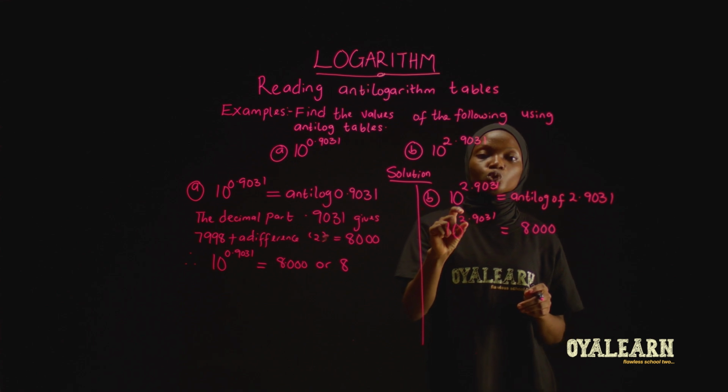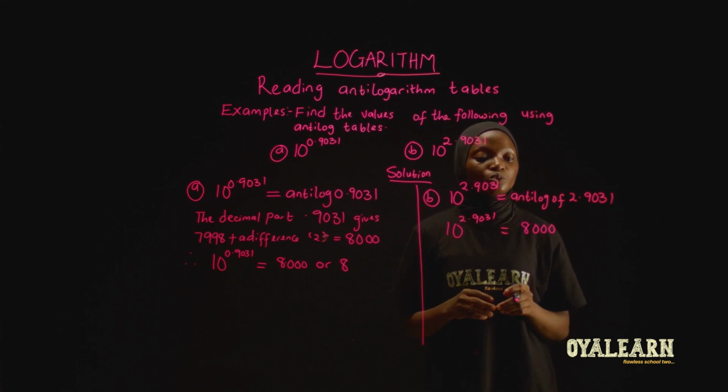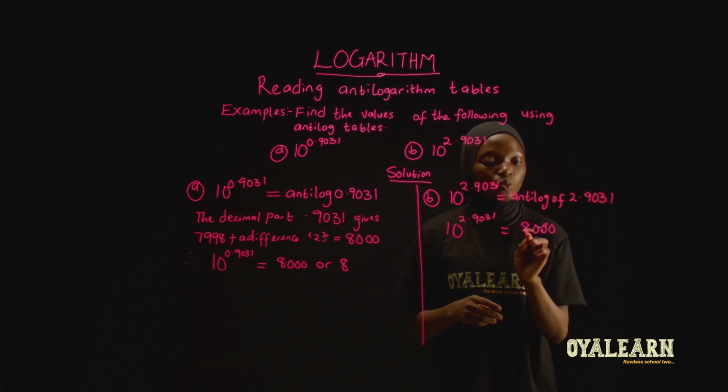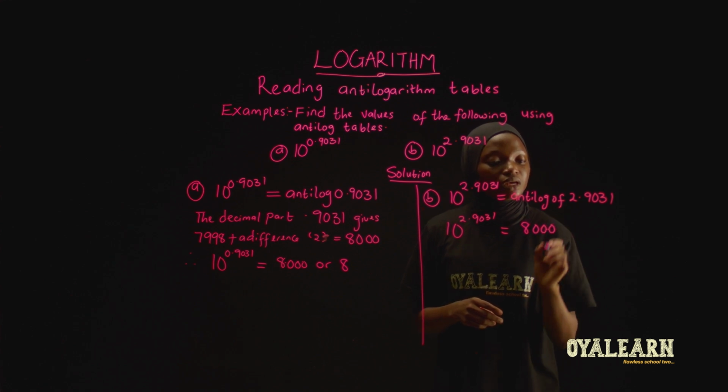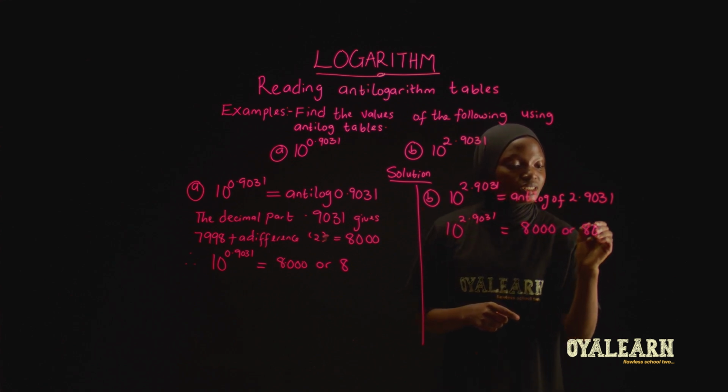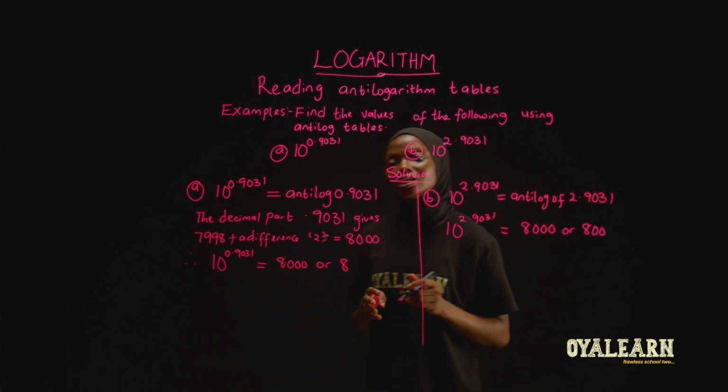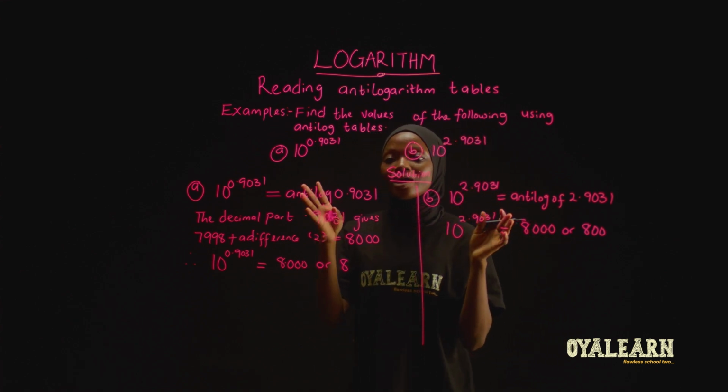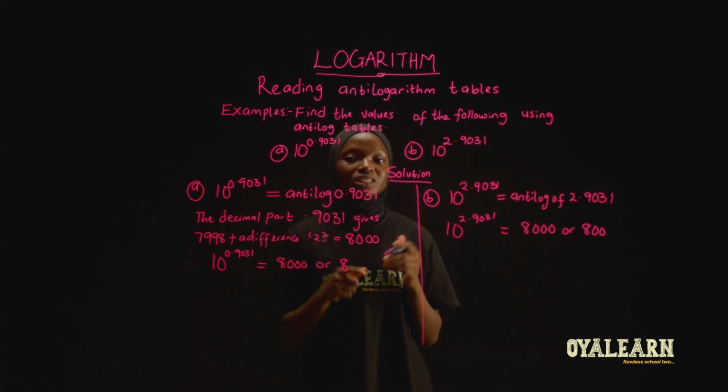So since we have 2 here, the decimal point is going to be after the first 3 digits, 1, 2, 3, or 800, which is the same as having just 800. And that's how to find powers of 10 using the antilog table.